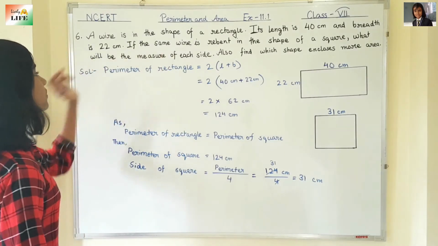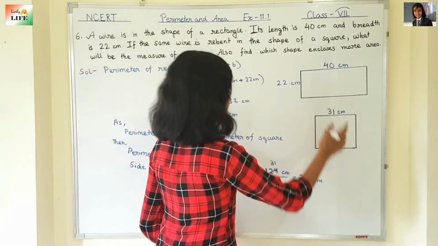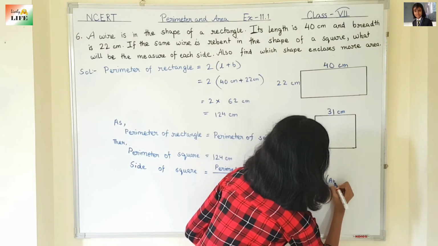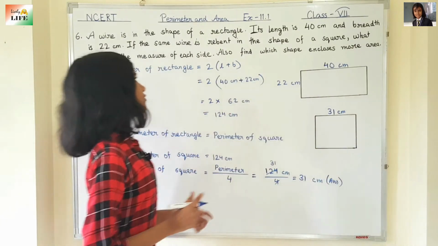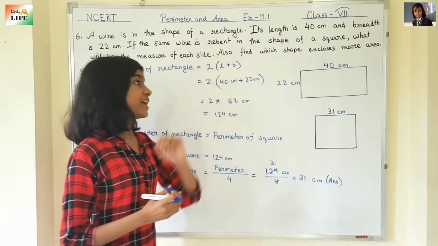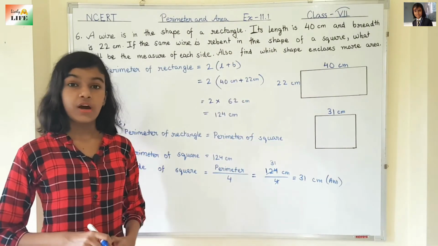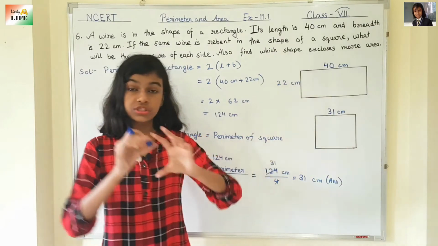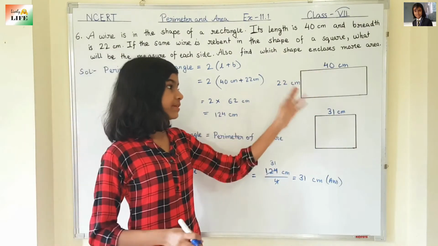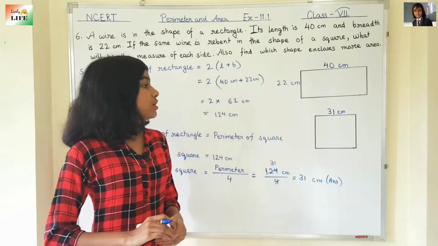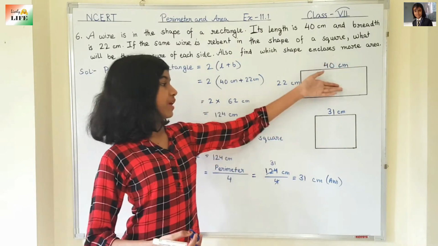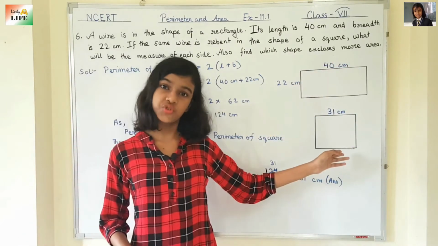So what will be the measure of each side? The measure of each side will be 31 centimeter. We have found that. Now also find which shape encloses more area. Now we need to find out which of these shapes encloses more area. We know the length and breadth and we know the side. So what we need to do? We need to find out the area of both the shapes, right?